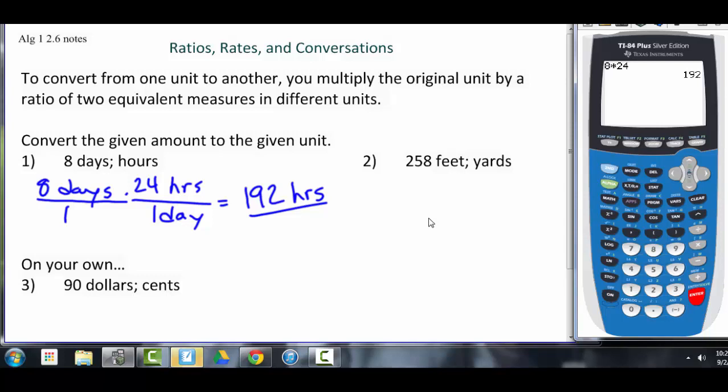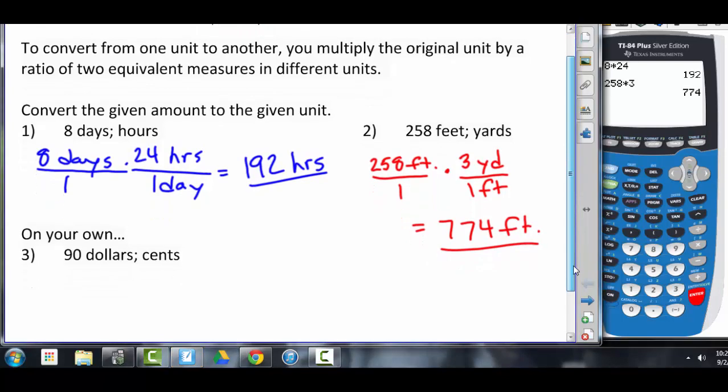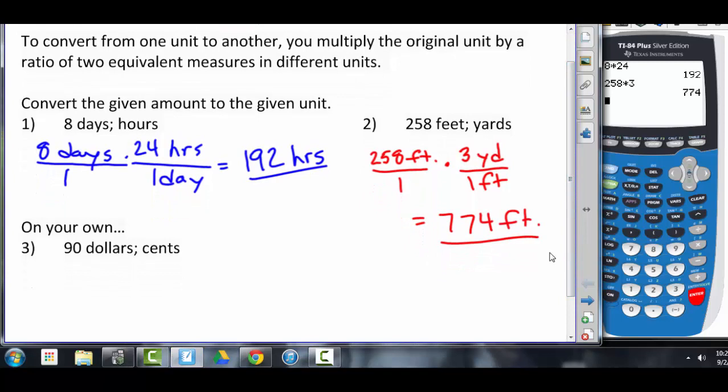Let's take a look at number 2, changing 258 feet into yards. So I'm going to do 258 feet times, now we know that there are 3 yards per 1 foot. And again, I know some of you like putting the 1 here just so it reminds you that really what we're doing here is 258 times 3, which would be 774 yards.